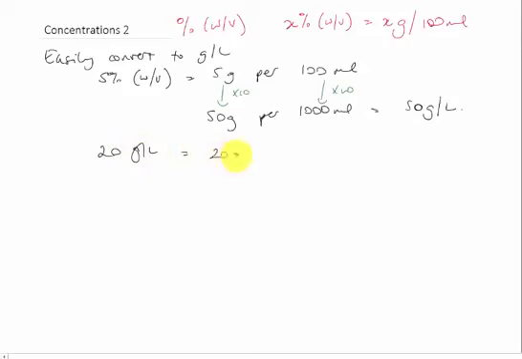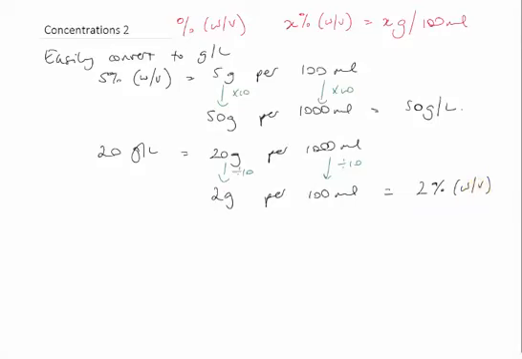And the other way round, so if we've got, for example, 20 grams per litre, that means there are 20 grams for every 1,000 millilitres. 1,000 mils in a litre. But if we want a percentage weight per volume, then we'd have to divide that by 10 to get to 100 mils, and then also divide this by 10. So that would give us 2 grams for every 100 mils, which would be 2% weight per volume.